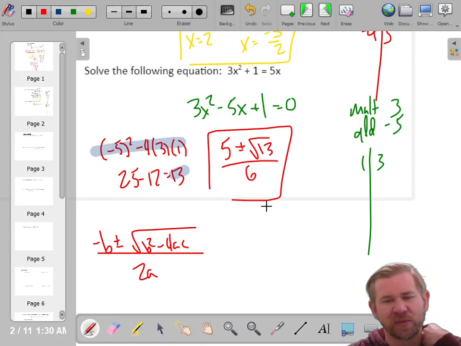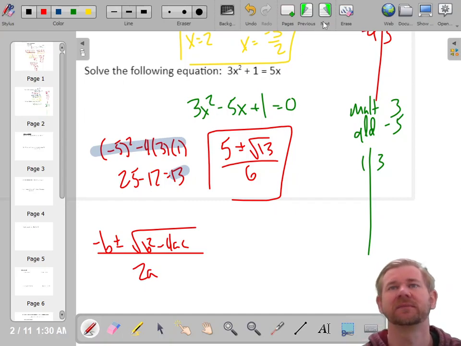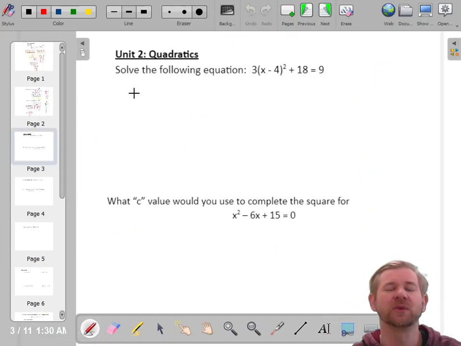They're gross, but you should be pretty comfortable with the quadratic formula by now. We've done it a bunch. All right, then we started doing some quadratics.